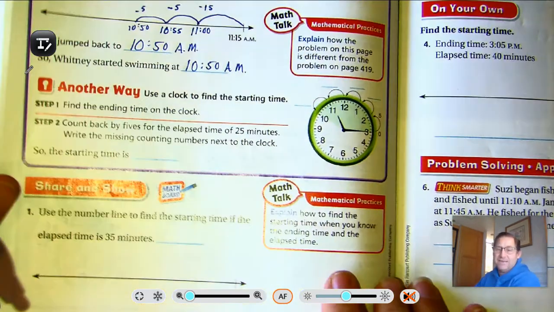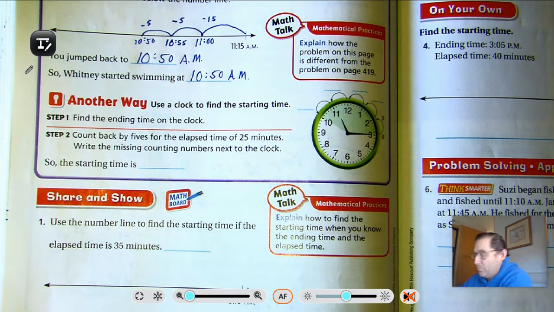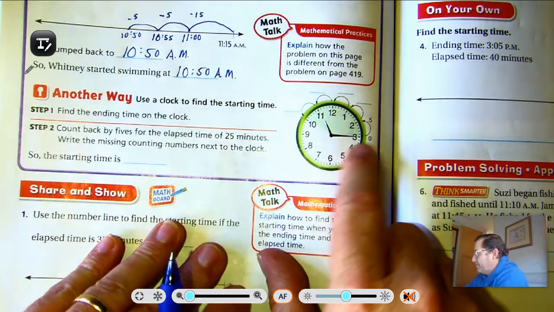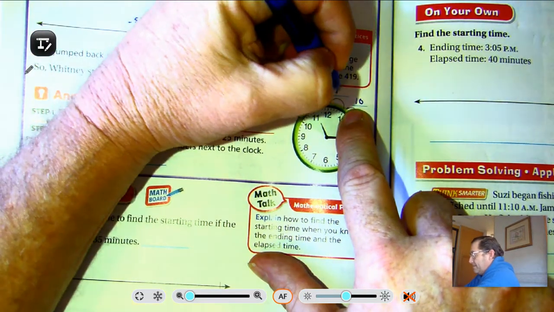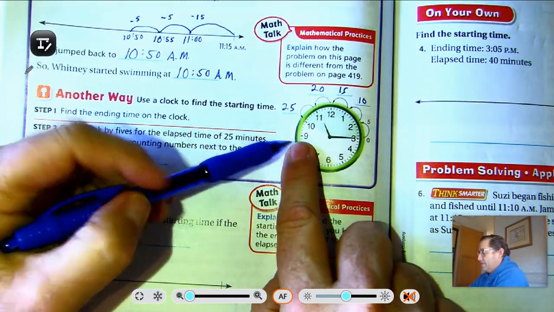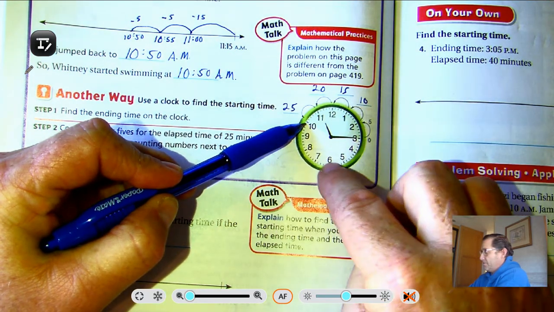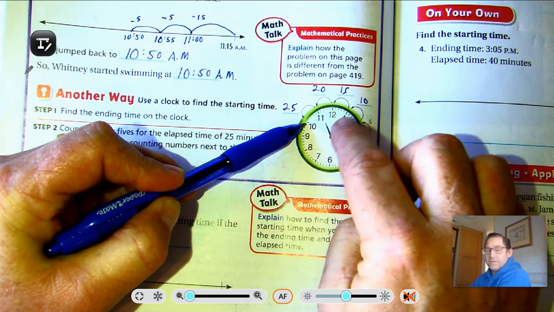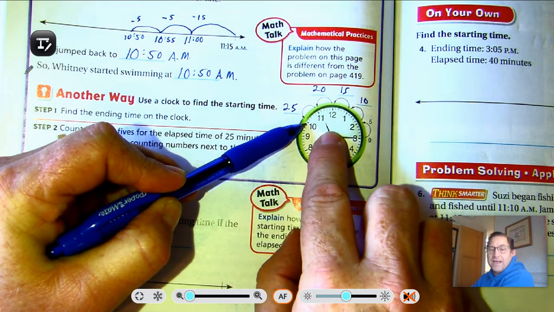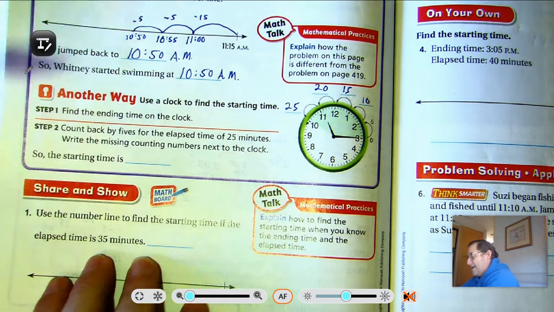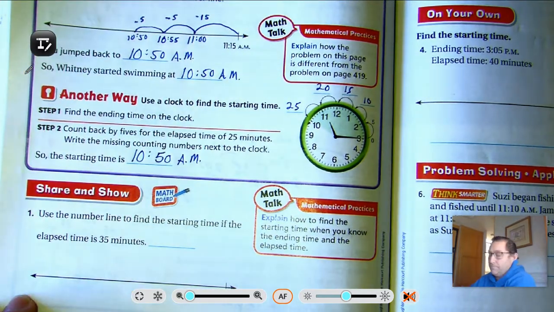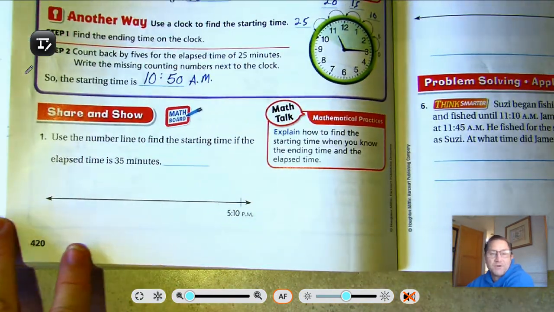And then again, we could use the analog clock and count backwards. So we start at our end time at 11:15, and we're going to count back 25 minutes. 5, 10, 15, 20, 25. And so we started at 11:15. We're going backwards, so once the minute hand reaches the 12, our hour hand is no longer at 11. It would be in between 10 and 11. So 10:50 a.m.